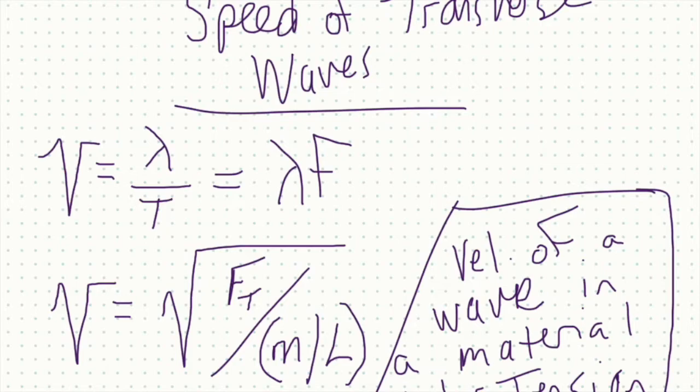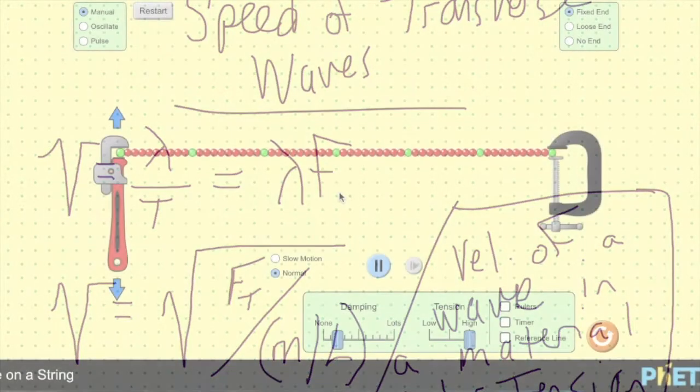See if it makes sense. The tighter you pull it, the more force of tension there is, the higher the velocity. But if it's got more mass per length, if it's got more inertia, if it's harder to move, the m per L is higher, then the velocity is lower. That makes sense to me on an intuitive level. So those are two formulae that you'll run into for speed of transverse waves, the up and down waves.